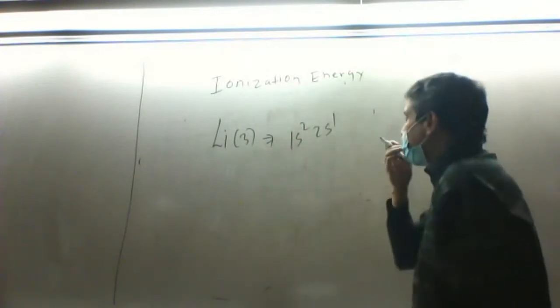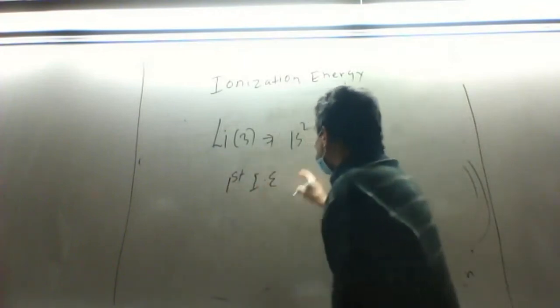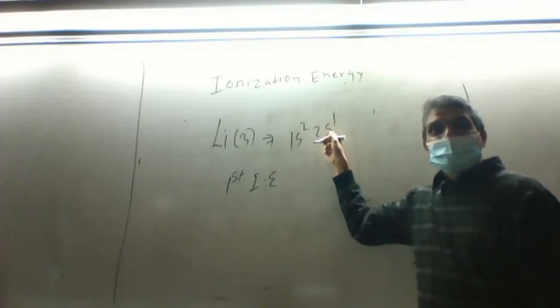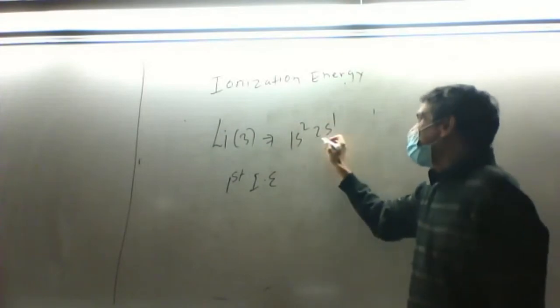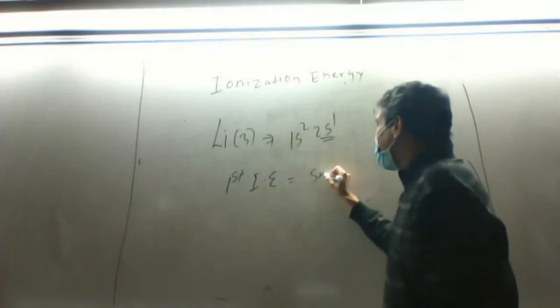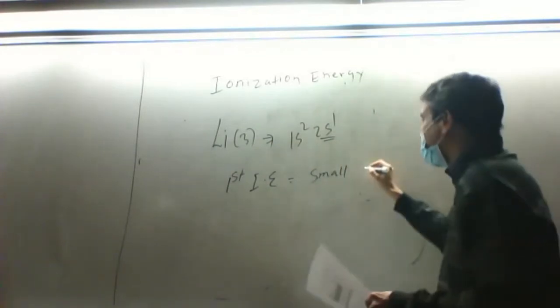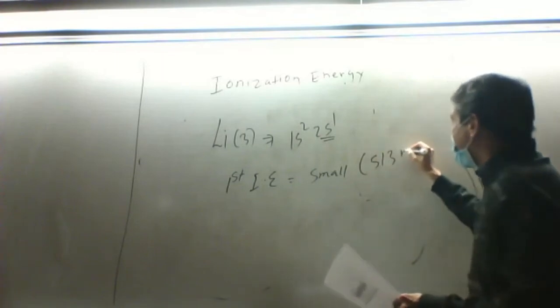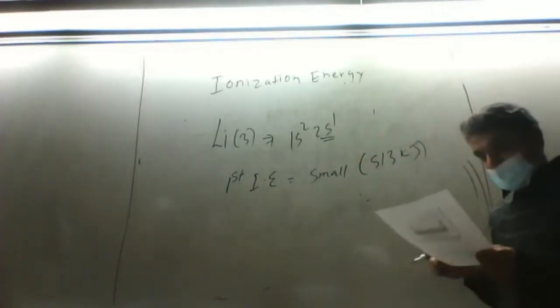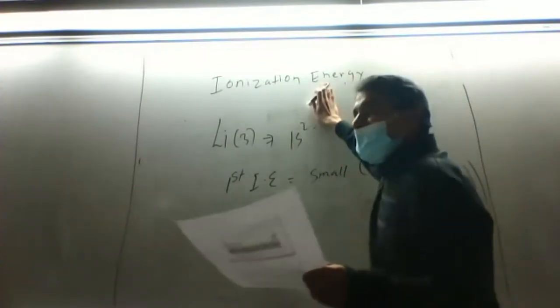Now let's talk about the first ionization energy. I just want to remove this electron, right? It is easy to remove this electron. That's the first ionization energy, so the first IE is a small value. For lithium that is 513 kilojoules per mole. Then I remove the first electron, and now this is gone, right?